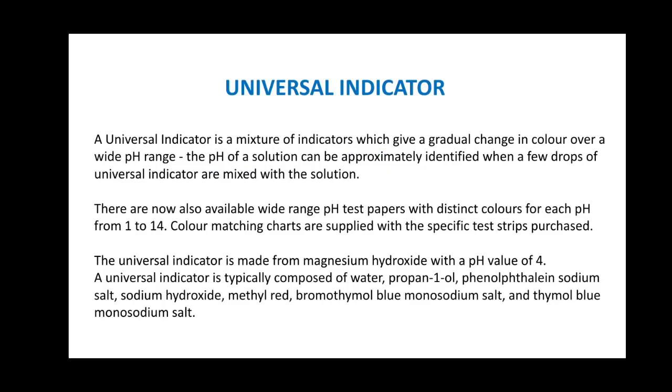So the universal indicator is made from magnesium hydroxide with a pH of 4. A universal indicator is typically composed of water, propanol and phenolphthalein sodium salt, sodium hydroxide, methyl red, bromothymol blue monosodium salt and thymol blue monosodium salt.